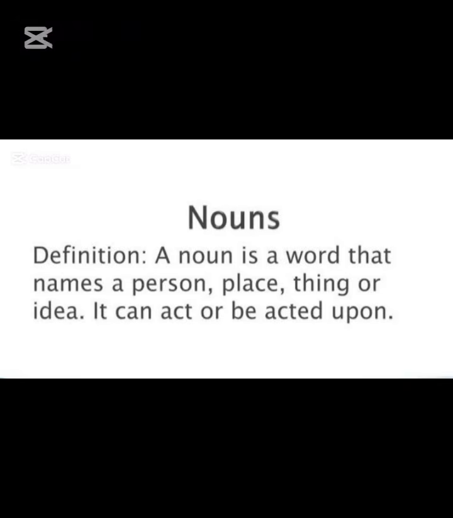Nouns definition. A noun is a word that names a person, place, thing, or idea. It can act or be acted upon.